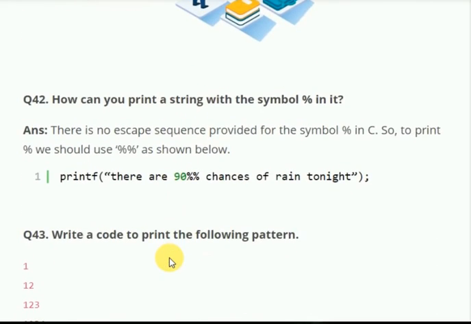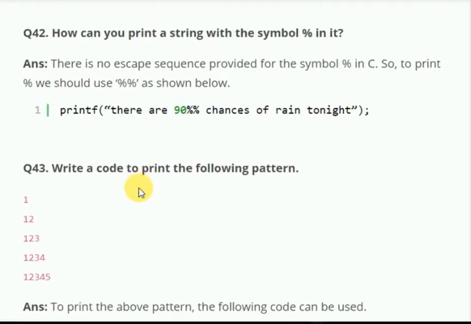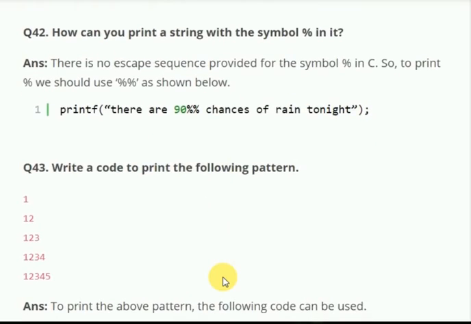How can you print a string with the symbol percent in it? There is no escape sequence provided for the symbol percent in C. So to print percent, we should use double percent as shown below. There are 90%% chances of going to 9. And the single percent will be shown.